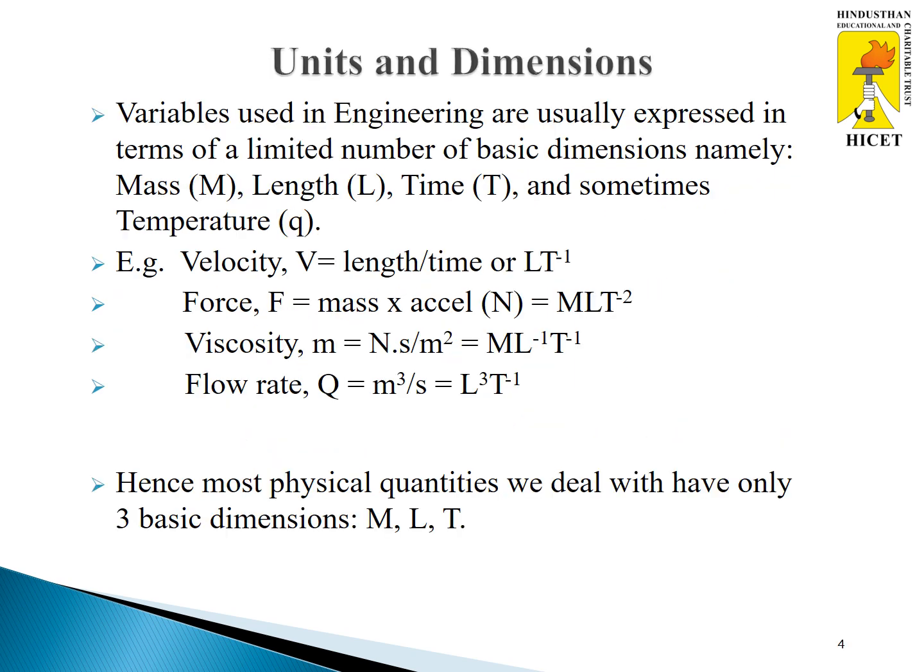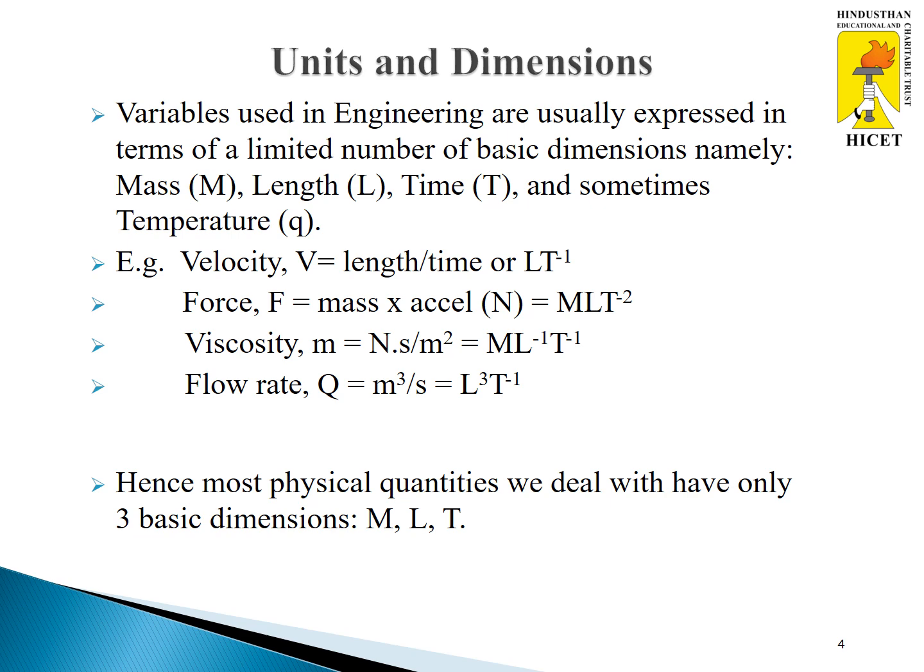Then units and dimensions. The variables used in engineering are usually expressed in terms of a limited number of basic dimensions, namely mass M, length L, time T, and sometimes temperature Q. Then velocity, for example, velocity V is length by time.